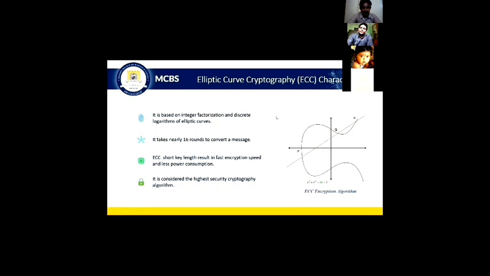The characteristics of elliptic curve cryptography include the following. It is based on integer factorization and the discrete logarithm of an elliptic curve. It takes nearly 16 rounds, and the block size is 64 bits. It has a short key length, resulting in fast encryption speed and least power consumption. It is considered a high security cryptography algorithm.